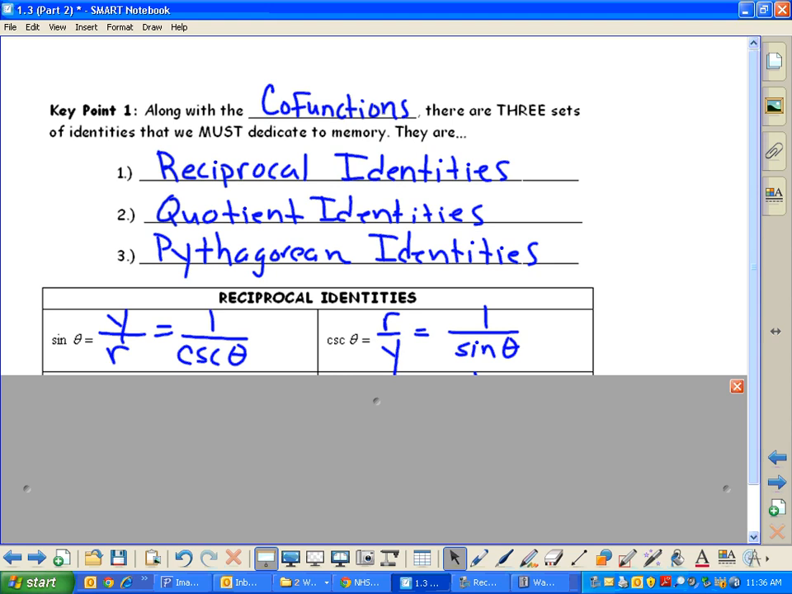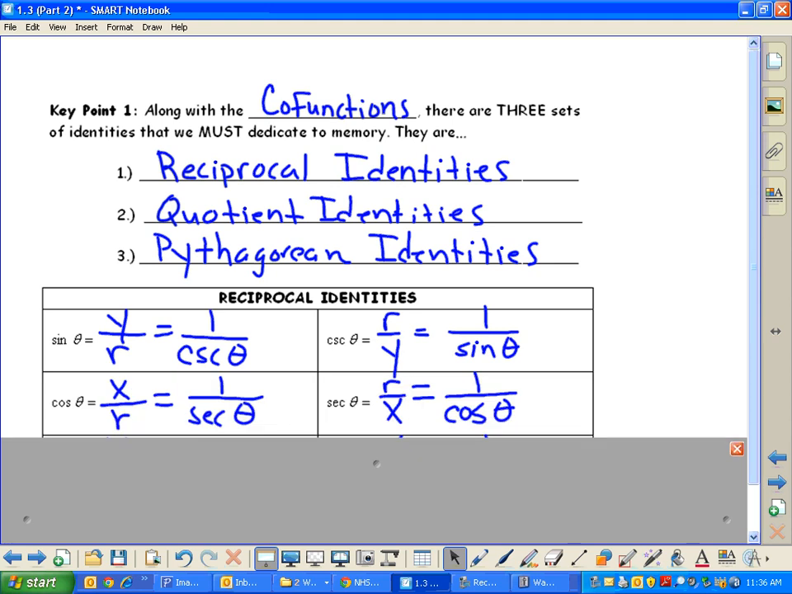Next one, cosine of theta. It's not y over r. Does anybody remember how that goes? Cosine's associated with which ordered pair? Which part of the ordered pair? You know, Rachel? Yeah, it is x over r. Very good. So cosine is x over r. You could also describe it as the reciprocal of secant. So that's 1 over the secant of theta. And then secant of theta would then be r over x, the reciprocal for cosine. We write that as 1 over cosine theta.